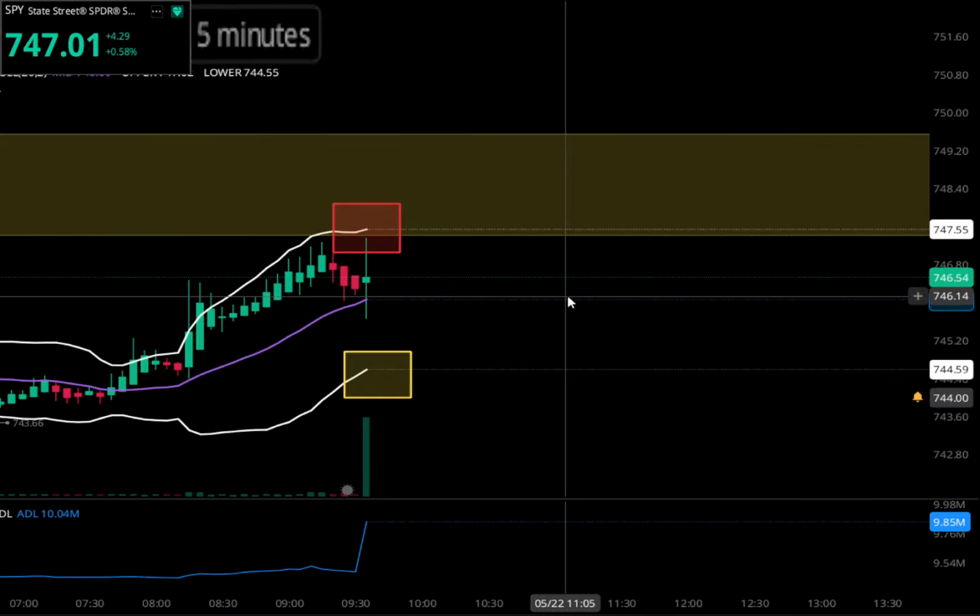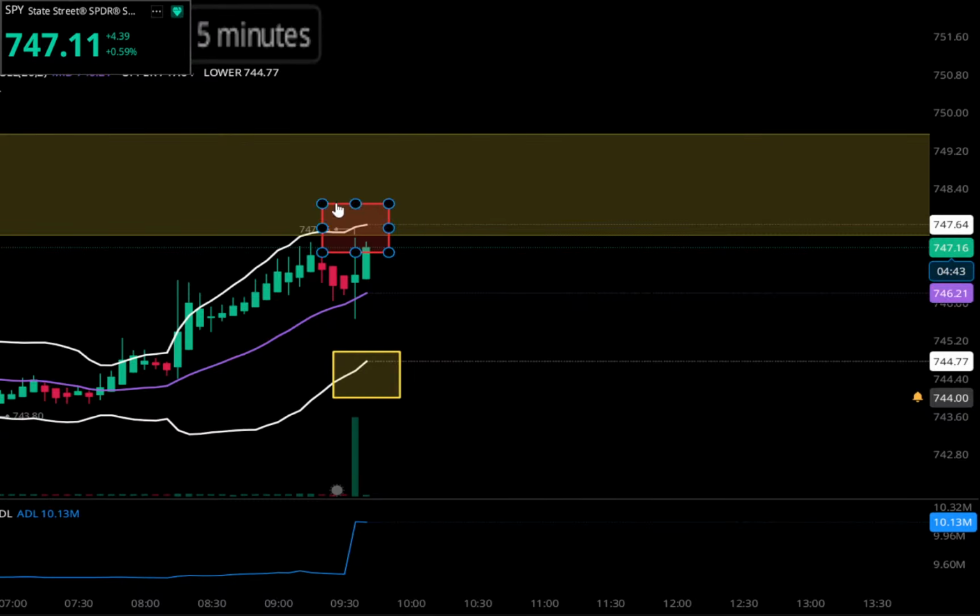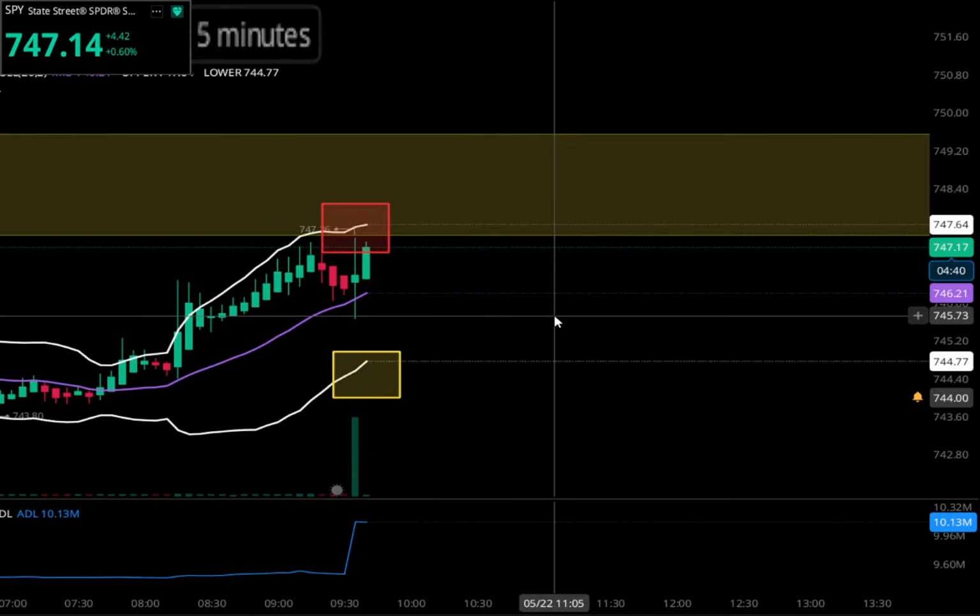Again, I have the 746 puts open on my brokerage, ready to buy when we hit our level, because we usually don't have a whole lot of time on our entries. Sometimes they get dragged on, but sometimes they don't. Now we're looking like we're getting ready to get our level. The upper Bollinger is at 747.63, and I'm looking for that level to be pushed before we take a put.